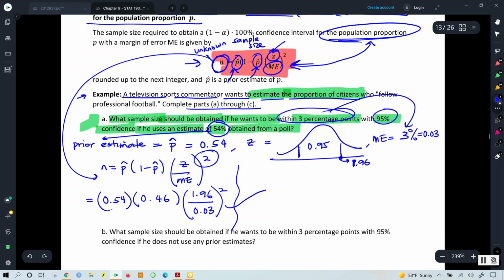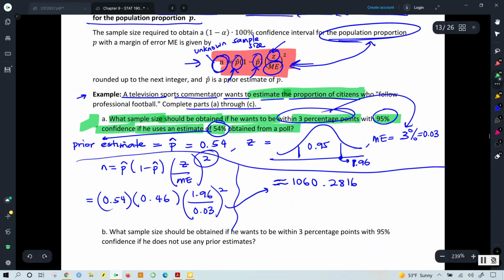If you compute this correctly, let me separate the given from what we're computing. This will be equal to approximately 1060.2816. It is important at this point to mention that you must always round up in this case, never round down. Even though this is .2816, we're going to round up to the next integer. So we round up, and that will be equal to 1061. So this will be the sample size.